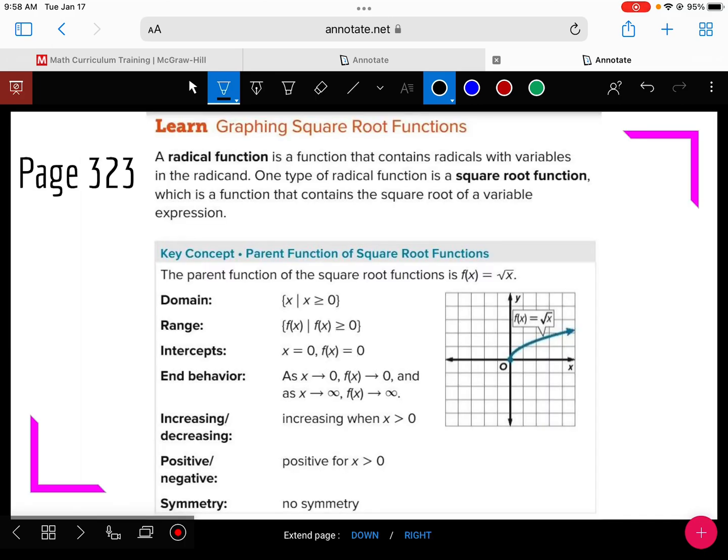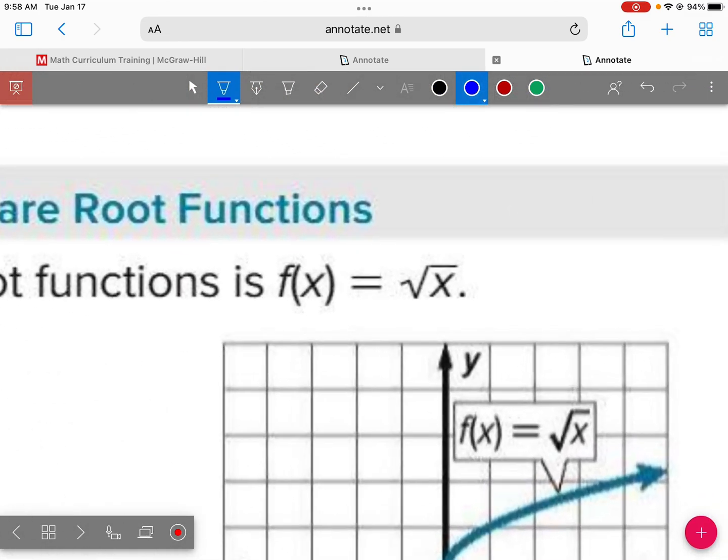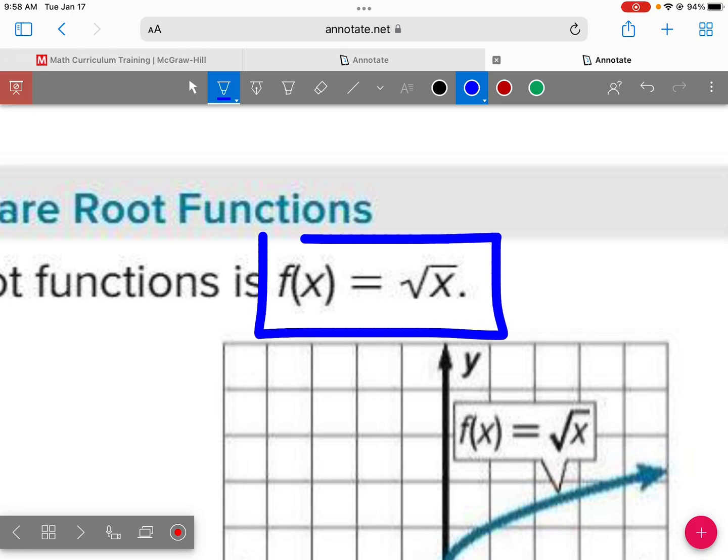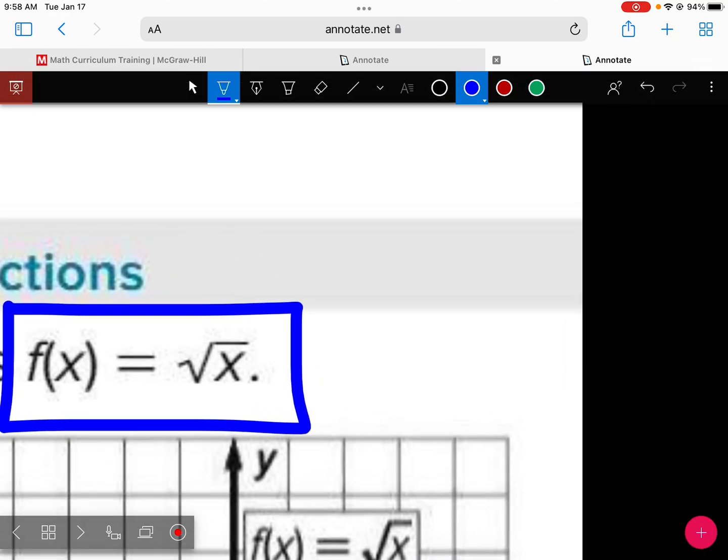Today we are going to focus on how to graph a square root function. How to graph a square root function. So this is the parent. We're on page 323.